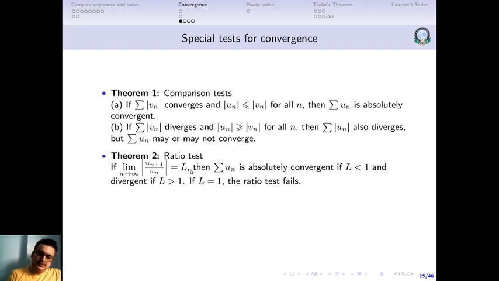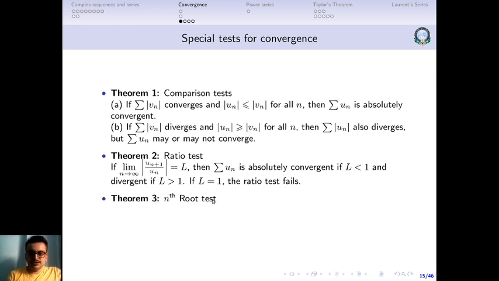If this limit is a finite value, then the original series will be absolutely convergent if this L is less than 1. If L is greater than 1, then it will be divergent. If L equal to 1, then the ratio test is going to fail, which means we have to try out some other test or some other means by which we can find out whether the series will converge or not.